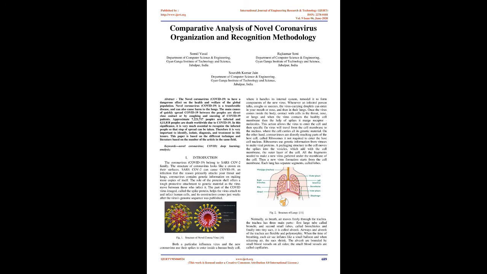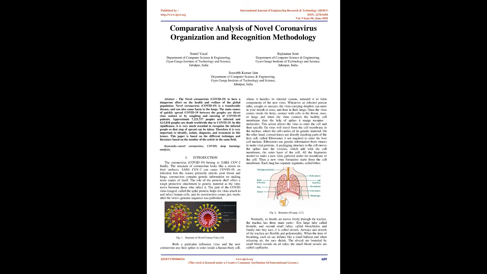Each lung has separate segments, called lobes. Fig. 2. Structure of lungs. Normally, as we breathe, air moves freely through the trachea. The trachea has three main parts: first large tubes called bronchi, second small tubes called bronchioles, and finally tiny sacs called alveoli.